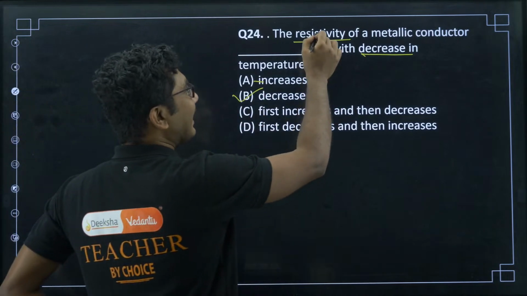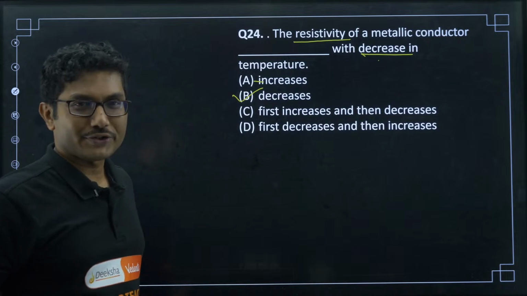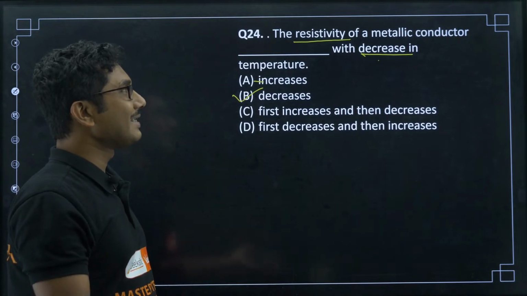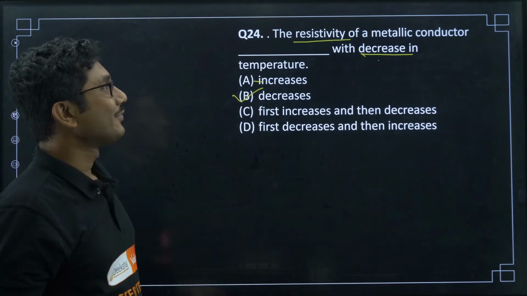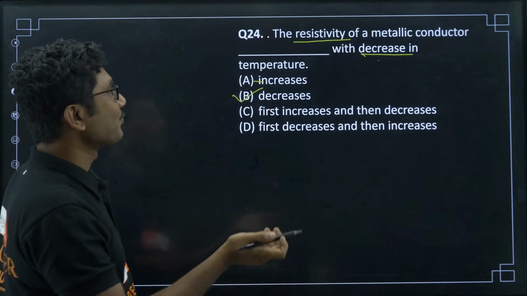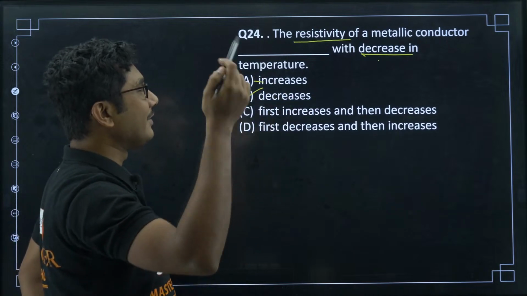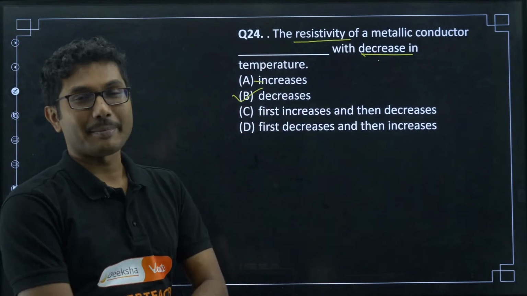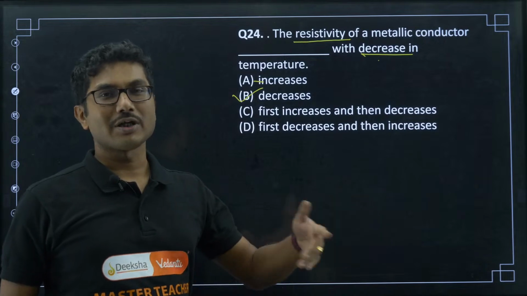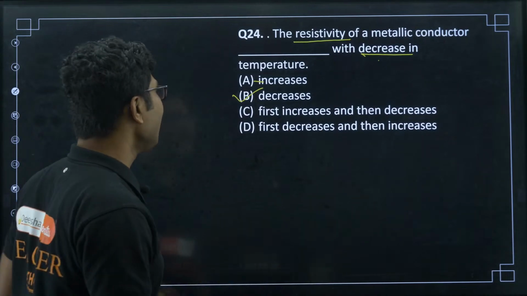So, resistivity and temperature are directly proportional. If temperature decreases, resistivity will decrease. So, they are directly proportional. Okay. So, resistivity of a metallic conductor is directly proportional to temperature, so it will decrease with decrease in temperature. If the temperature decreases, basically it becomes a better conductor, that means resistivity decreases.